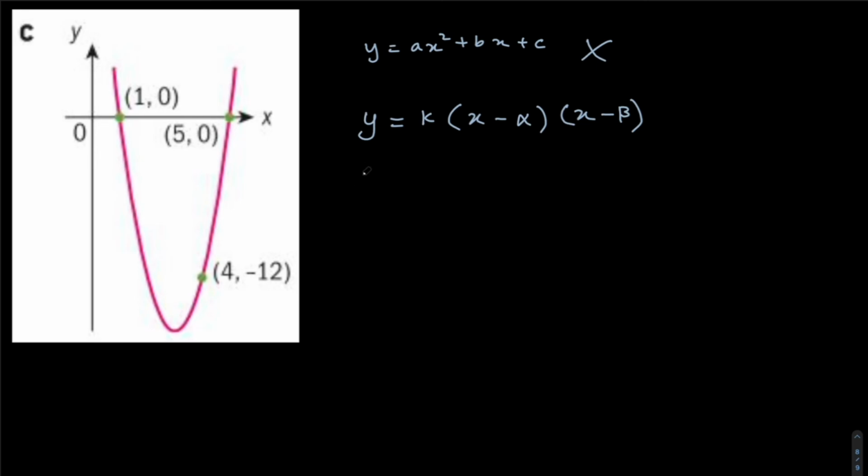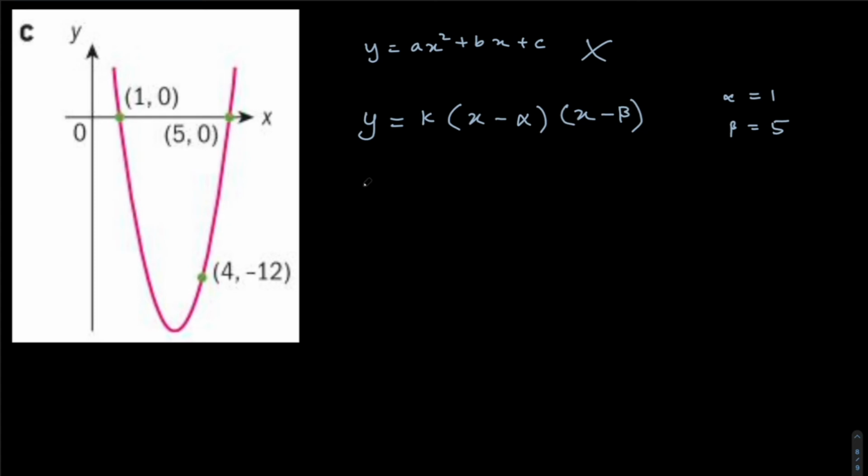All right, so essentially I'll explain this step by step as I do it. I'm going to let alpha equal 1 and beta equal 5, or I could do it the other way around. Doesn't really matter. Then I'm going to take different values and put 4 and minus 12 for x and y respectively, and solve for k. Whatever the value of k I get, that's my final answer. I'm going to put it here, and then write x minus 1 times x minus 5.